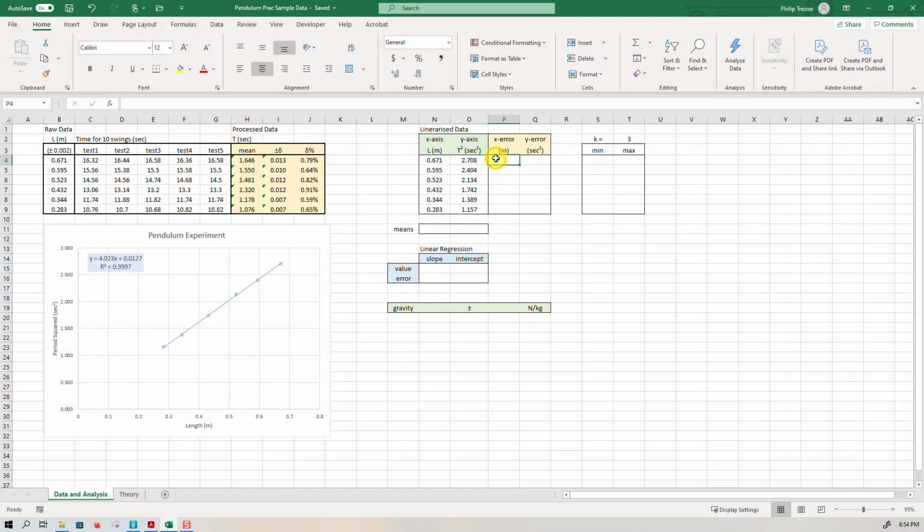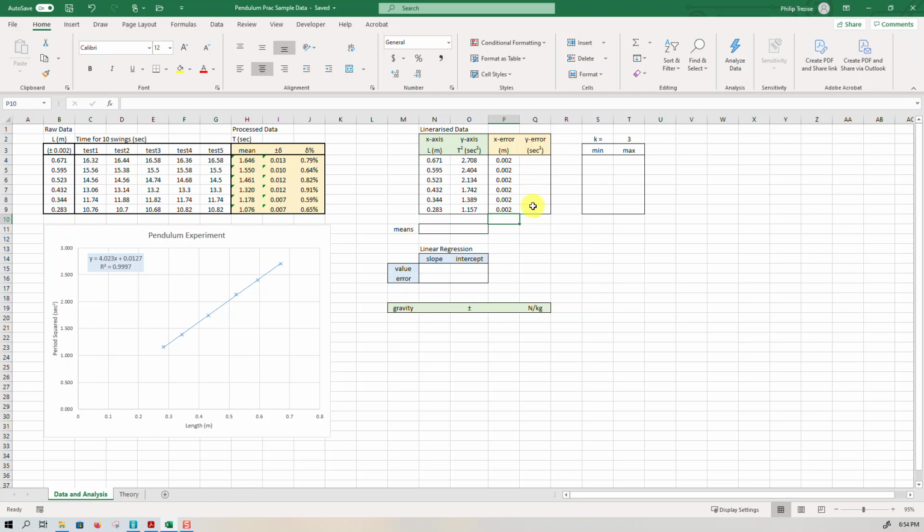So I could simply enter those. Now, all the same in this case. Not always the case though.